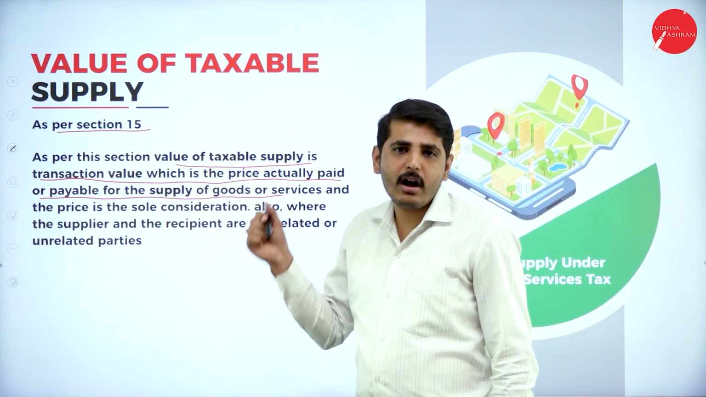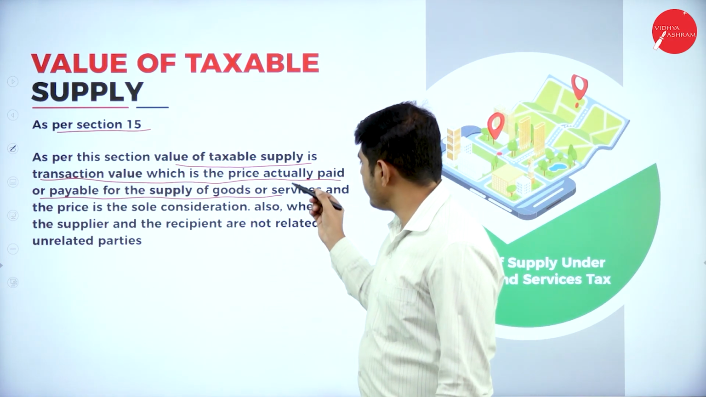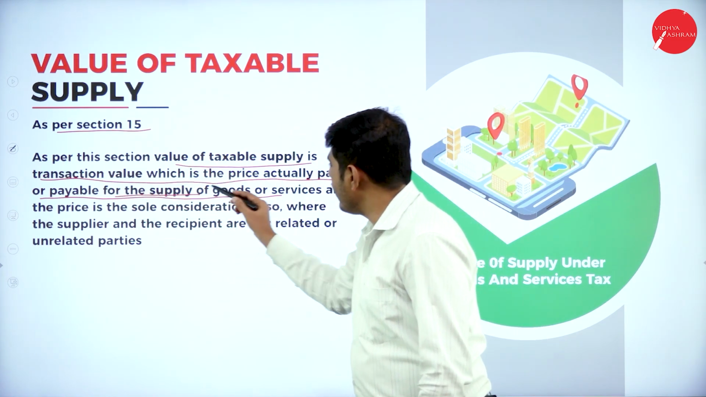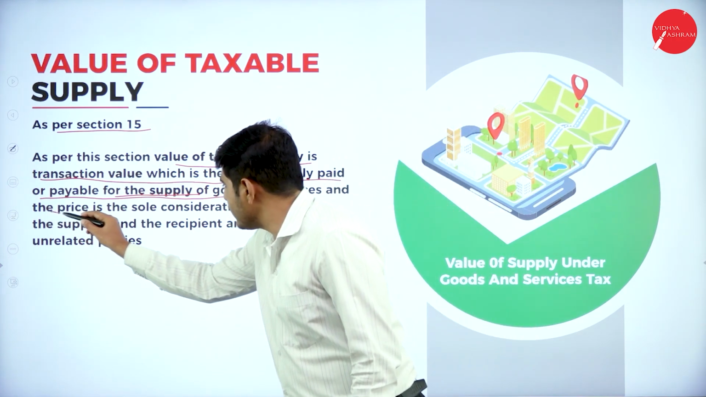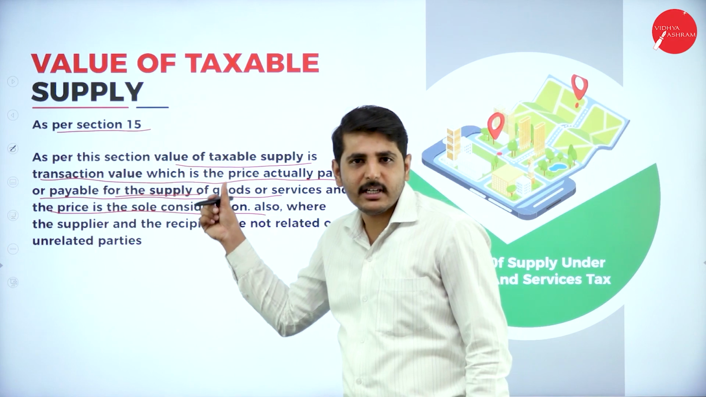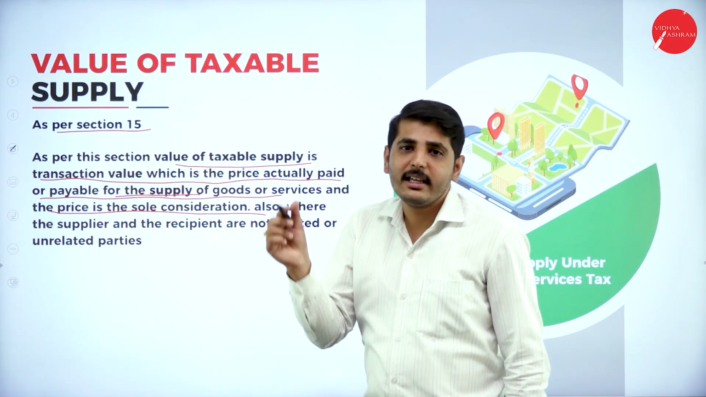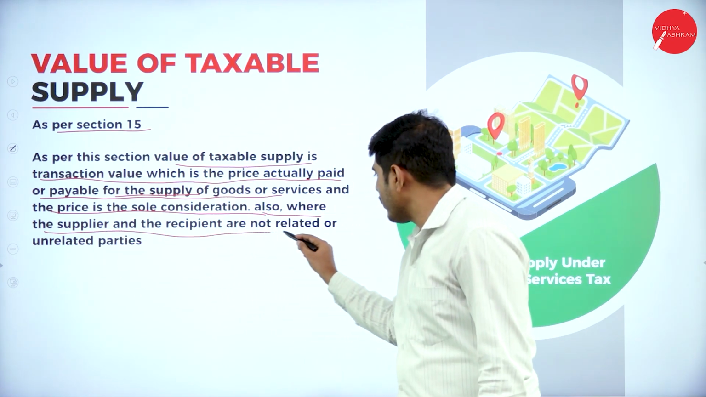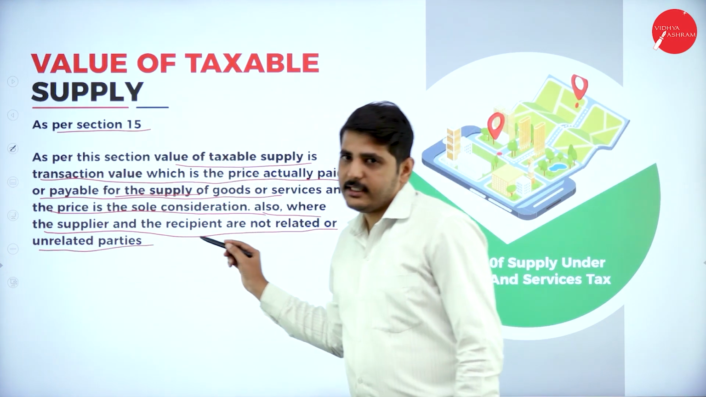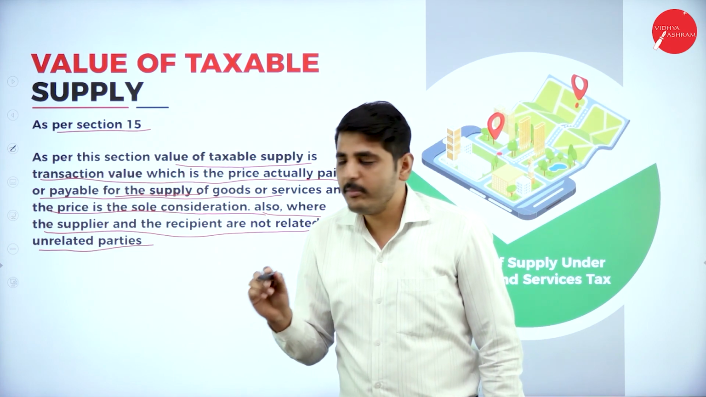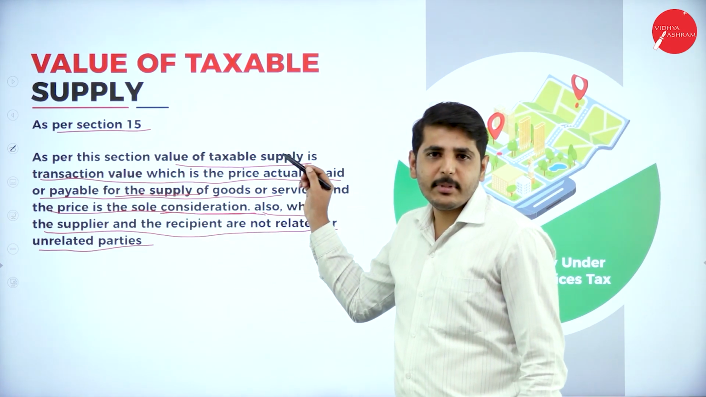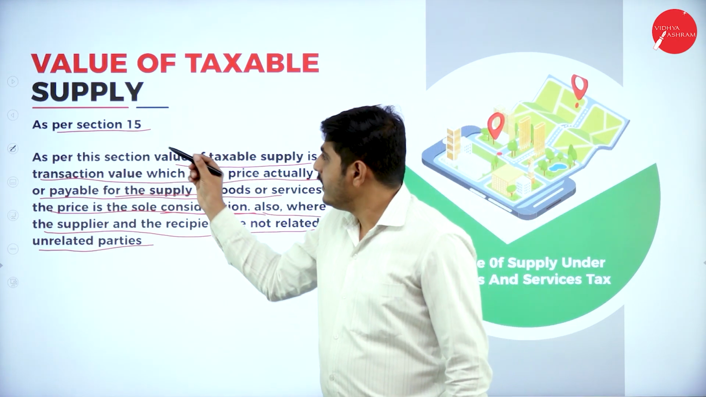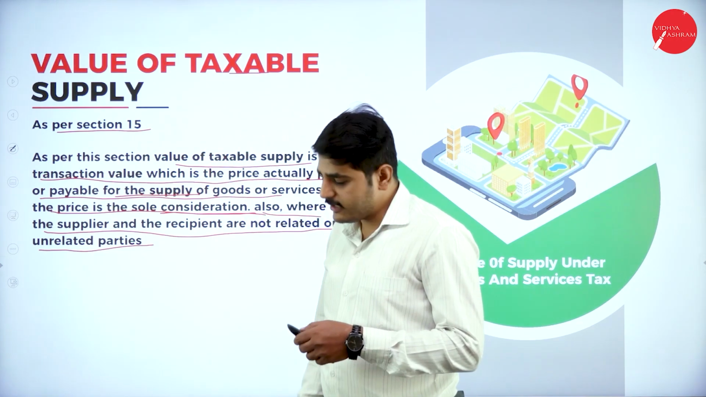So, the actual cost of the product, or whatever amount is paid or payable by the purchaser, will be the taxable value of taxable supply, and the price is the sole consideration. The actual price of the supply will be the sole consideration for the calculation of GST. Also, where the supplier and the recipient are related or unrelated parties, the actual price of the product or the actual value of the supply will be considered for the calculation of tax payable.